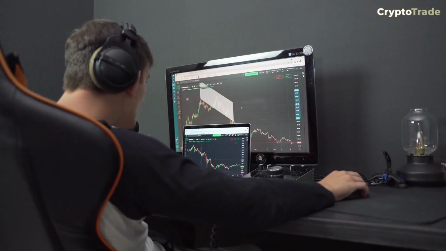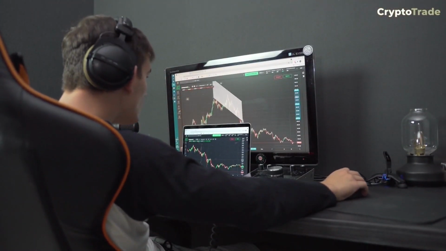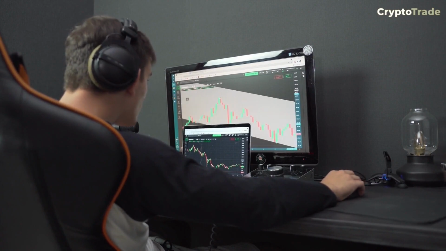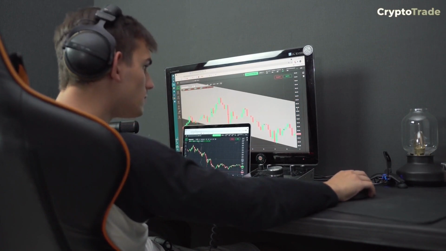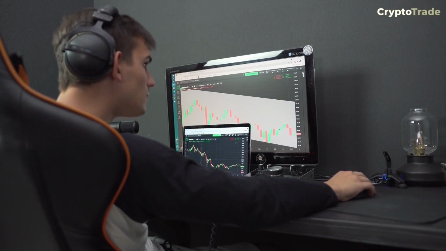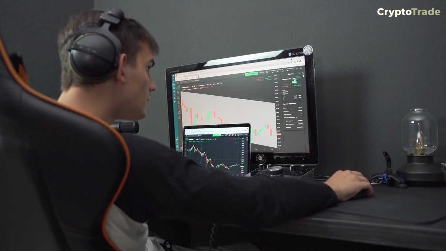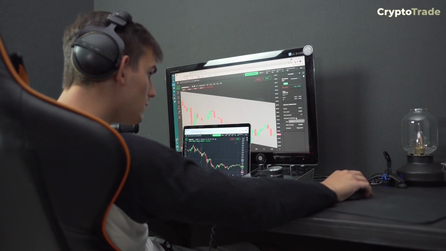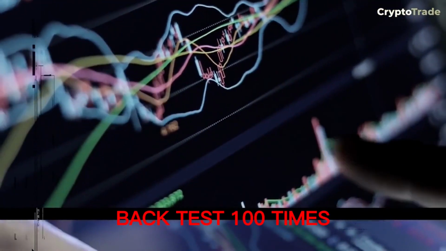Next, we'll explain and demonstrate how to place a buy and a sell order, giving you the tools you need to execute your trades with confidence. After that, we'll show you some real-world examples of how you can use this strategy to make profitable trades in the cryptocurrency and forex market. Finally, we'll backtest the strategy 100 times, present and analyze the results.